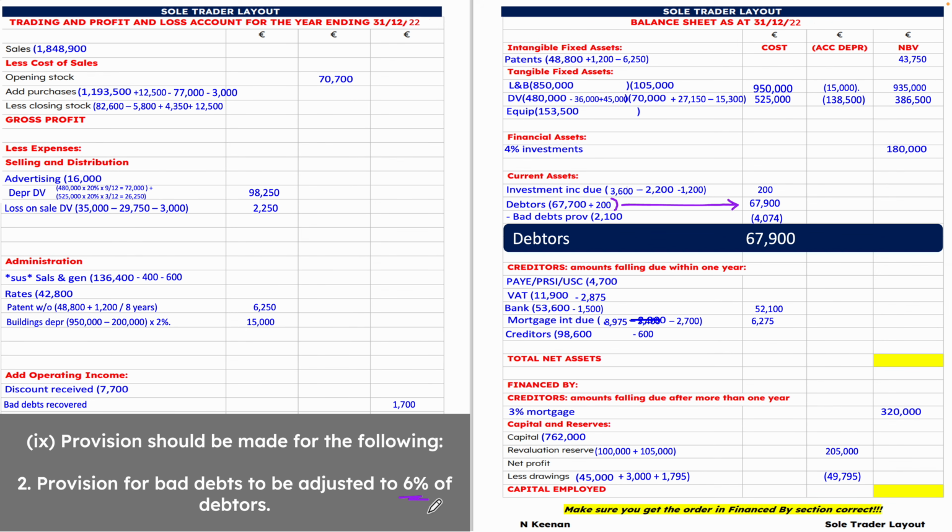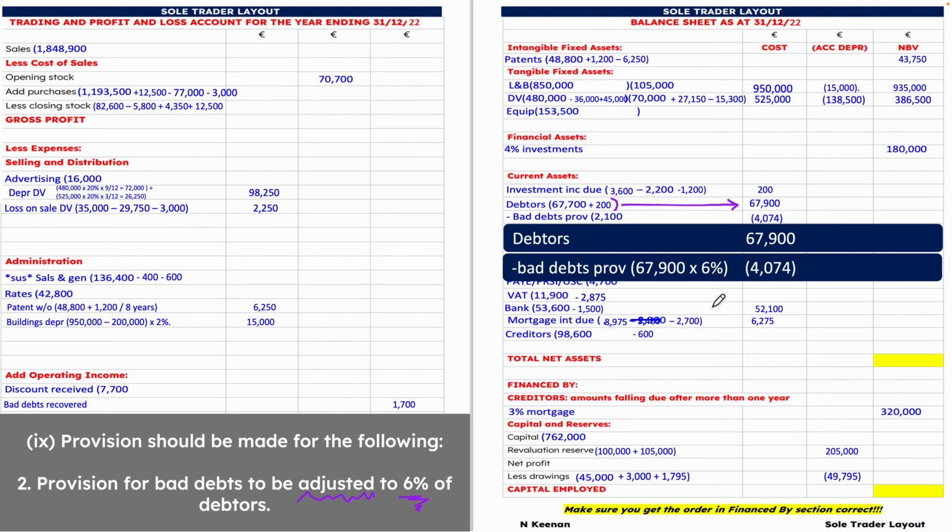Then we multiply that by 6% to get our new bad debts provision figure, because it's to be adjusted to, so we're just changing it. Multiplying by 6%, we get 4,074. Now we compare it to what was already in the trial balance, which was 2,100, and unfortunately 4,074 is a lot more than the 2,100 we previously thought we would have written off. That is not good news.